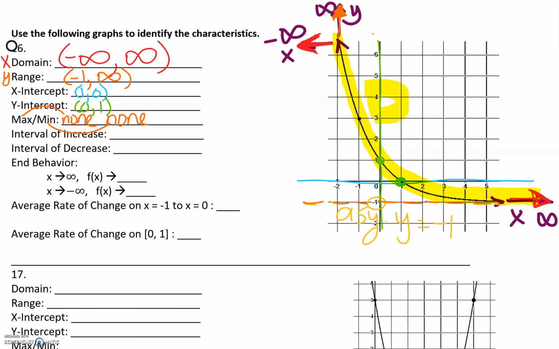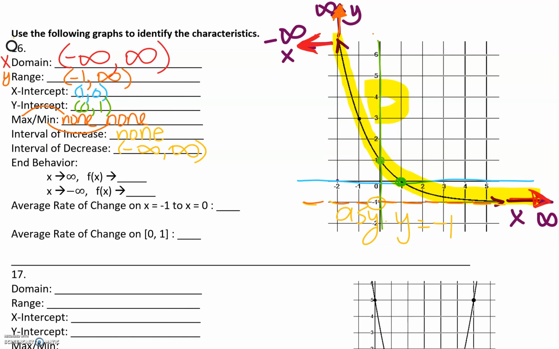So don't get tricked. What's the interval of increase? Correct. You don't have one. The whole thing is decreasing. If that entire graph is decreasing, where is it decreasing? Everywhere. What is everywhere? Negative infinity to positive infinity. Okay, cool. Lovely. All right, end behavior.